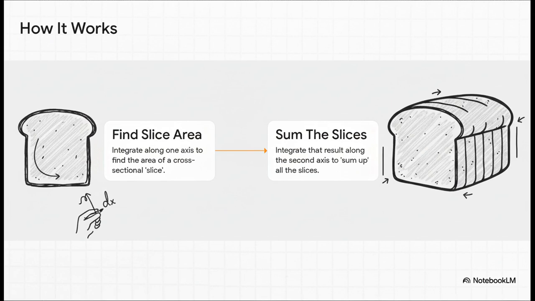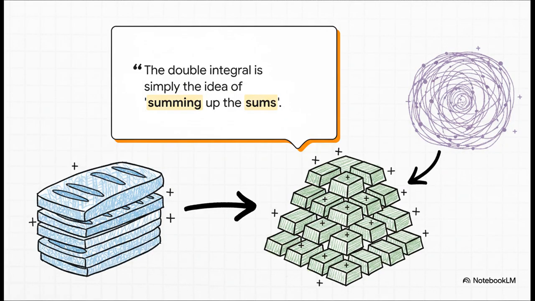First, you kind of freeze one direction and integrate along the other. That's just like finding the area of one of our thin slices of bread. Then, you take that answer and you integrate it along the second direction. That's like stacking up every single one of those slices to get the volume of the whole loaf. So here's the absolute key takeaway. You can just think of a double integral as summing up the sums. First, you sum up tiny bits to get the area of one slice, and then you sum up all of those slices to get the total volume. It's a really elegant and powerful idea.